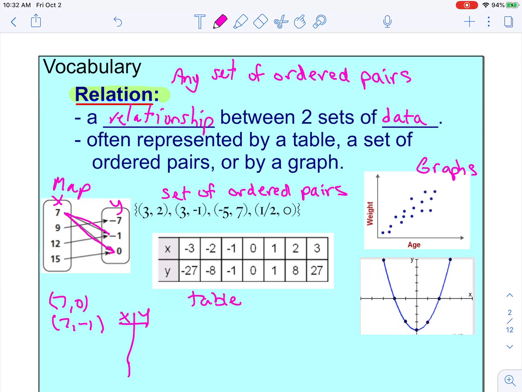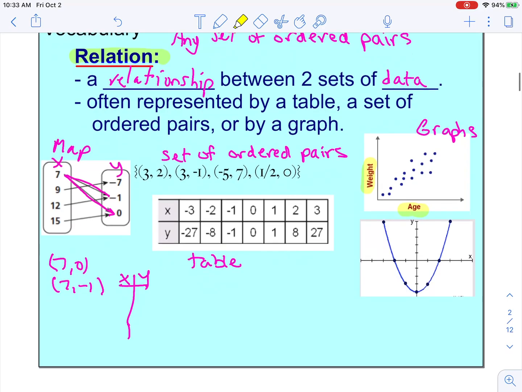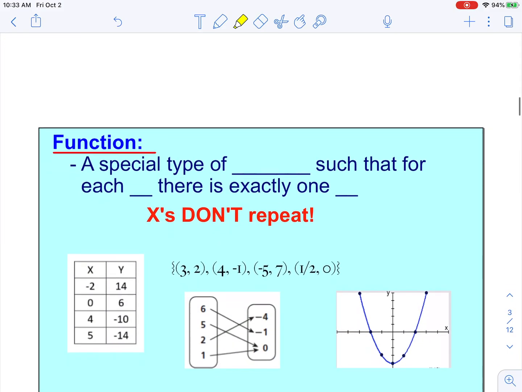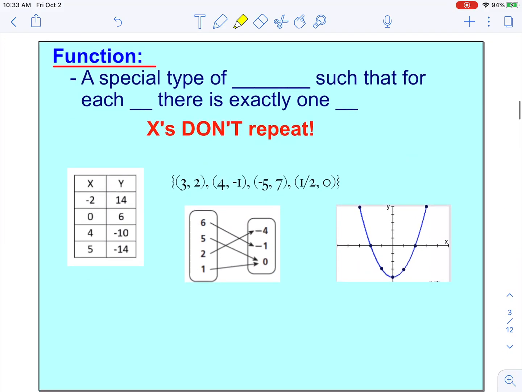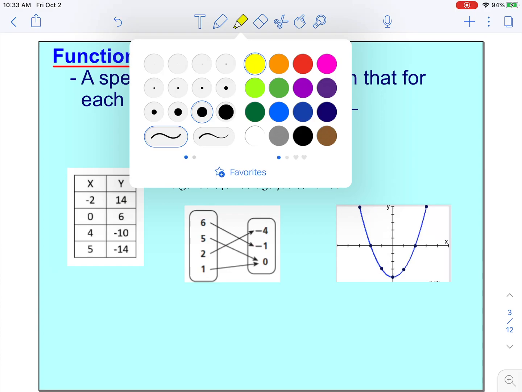So let's look at the difference between a relation, which is any set of ordered pairs, but there is a relationship between the two sets of data. Like when you look at this graph, it's age and weight. So you have your weight and your age, and depending how old you are, your weight is going to obviously increase from when you're a baby to when you're 12, but then it kind of stabilizes at some point in time. Okay, so now let's look at what a function is.